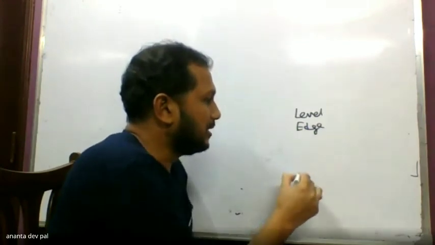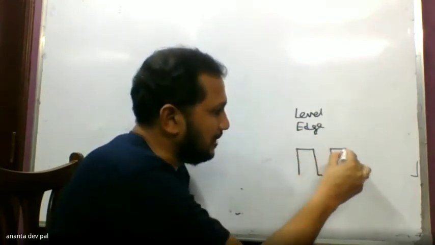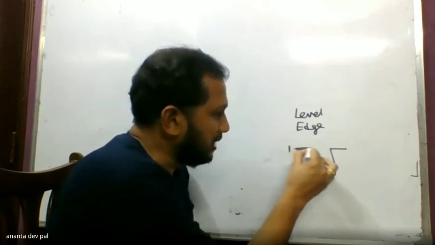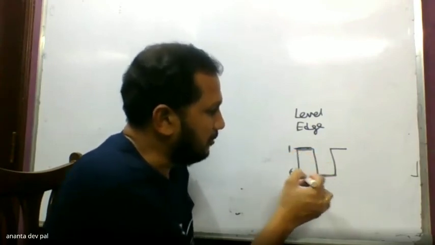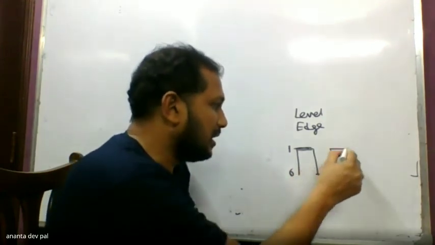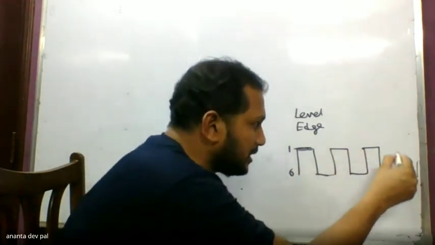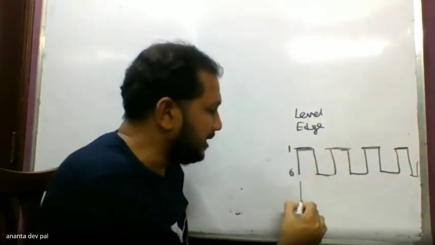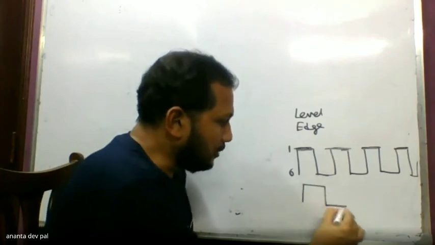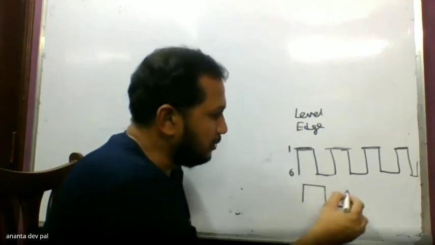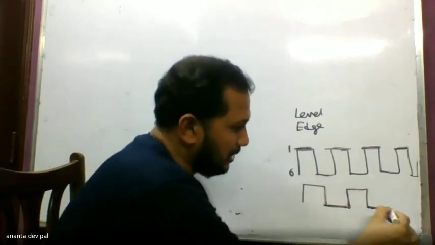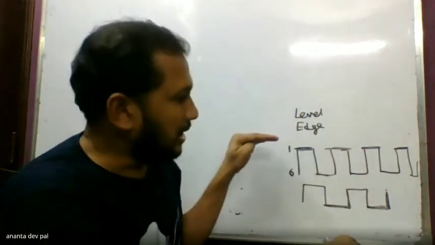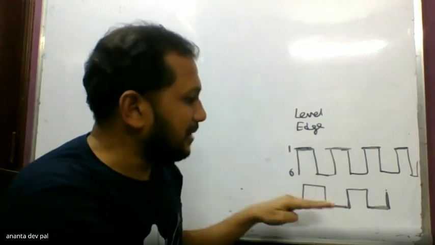Level triggering means, so this is the clock signal. Level means this is the high, this is 1, and this is 0. This is the positive level and this is the negative level. When it operates, all the sequential circuits are activated in the high value. This is called positive level triggering. When it operates in the low signal, that is low level triggering. This is positive level triggering, and this is negative level triggering.